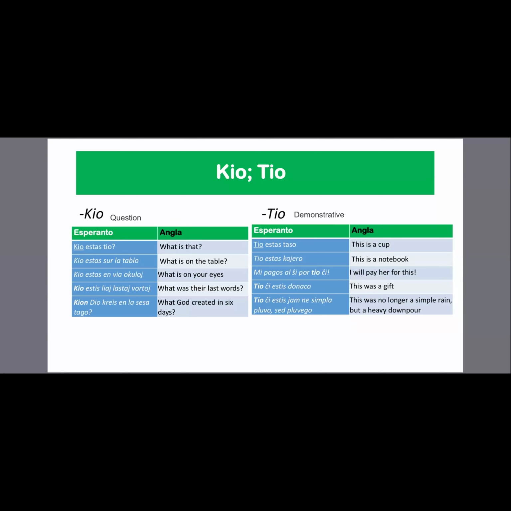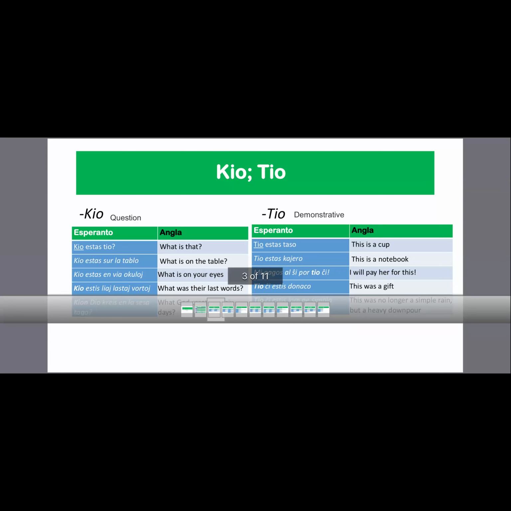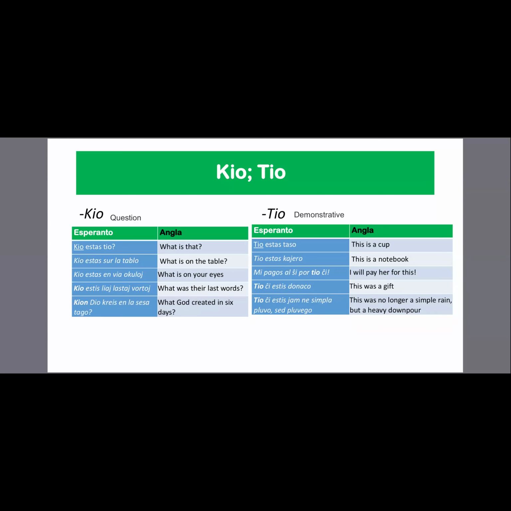So you can see how I'm using to. You use to when you are showing, demonstrating things. But ko is normally a question, and to is not a question. To is a demonstration which you use to show something which is closer. Are we together? Great. So let me proceed.